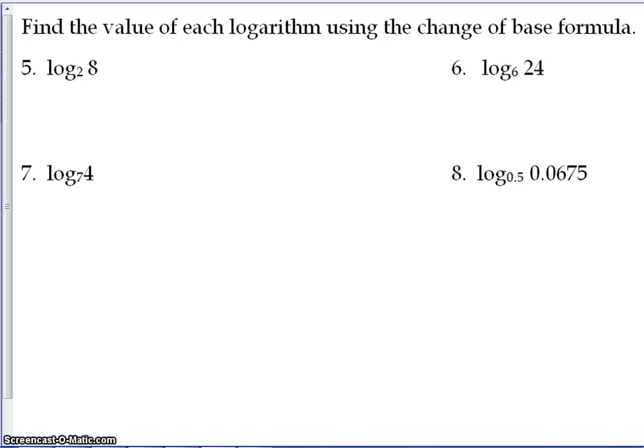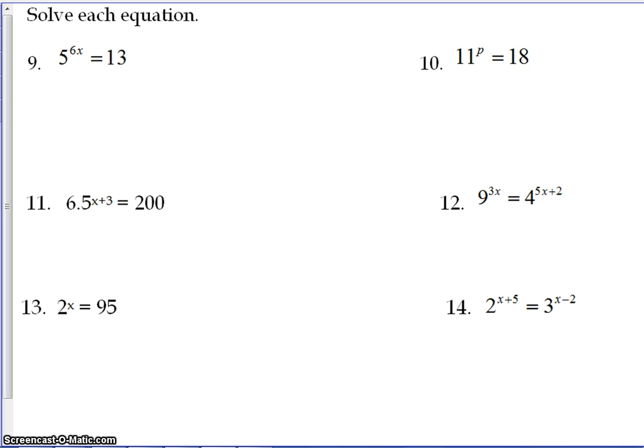So for these problems, it's really going to be about using your calculator. Log of 8 divided by log of 2. I'm going to let you calculate that on your calculator. These problems are just about reminding yourself that the exponent equals the log of the value on the outside of the equal sign divided by the log of the base. I'm going to let you work that out. You have to take log of 200 divided by log of 6.5 and then subtract 3 from both sides. Good luck!